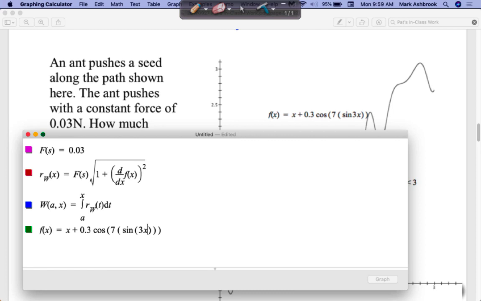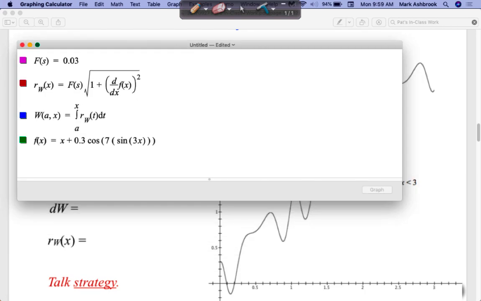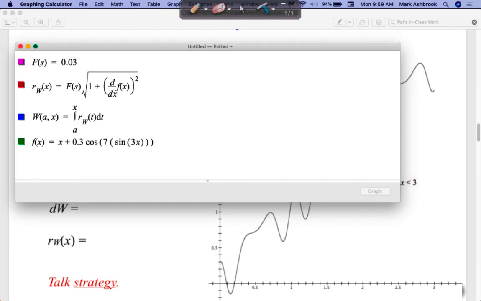So if I'm going to graph this, I'm going to graph work as a function of x. What do you think, can you predict what the graph will be like? So I'm going to do y equals, right? To graph it, you do y equals w of 0, comma x. And that from, looks like we'll do 0 to 3.